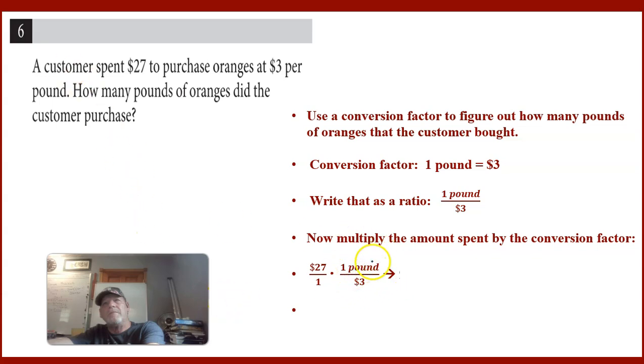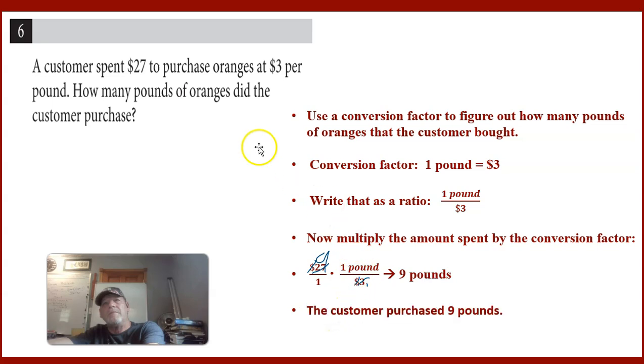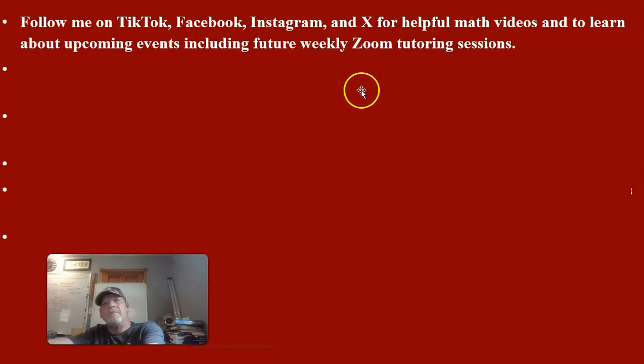Now look what happens here. The dollar signs cancel. I'm going to just put a little blue line through them. And then the 3 will cancel into 3. And I get a 3 divided by 3 is 1. 3 will go into 27. That makes that a common factor 9 times. So I've got 9 times 1 pound over 1, which means that she was able to purchase 9 pounds. So the customer purchased 9 pounds. That is the answer. All right.